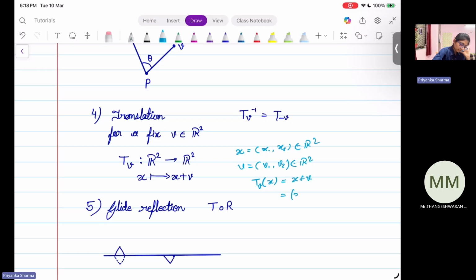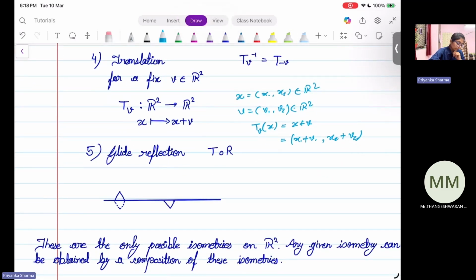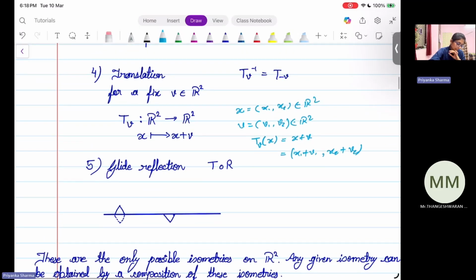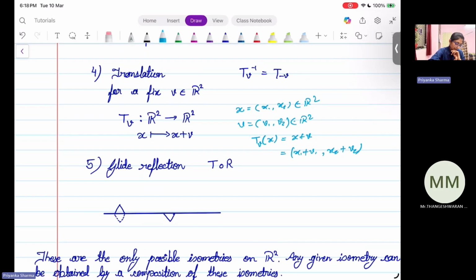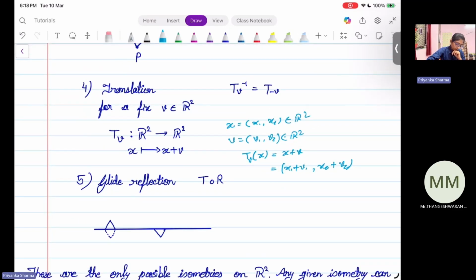So this will be x1 plus v1 and x2 plus v2. So this is the form of translation of a point in R square. Okay. Next category is glide reflection. So this is actually composition of two isometries, that is T o R, translation and then reflection.